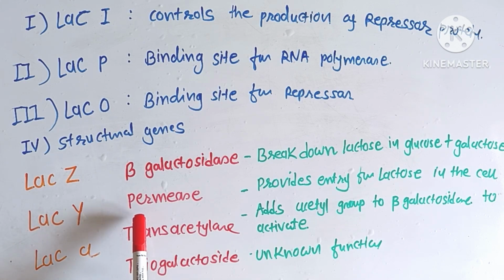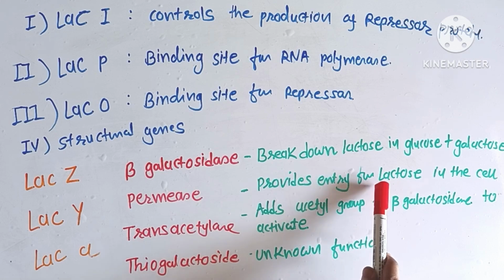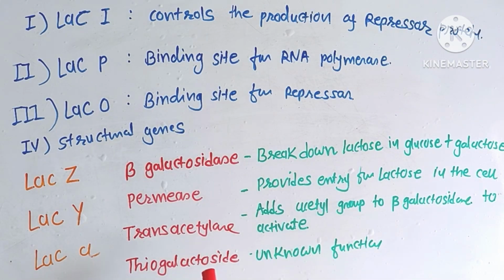Then Lac Y codes for the permease enzyme, and its function is to provide entry for lactose into the cell. As the name suggests, permease gives permission. Then Lac A codes for two enzymes, transacetylase and thiogalactoside.